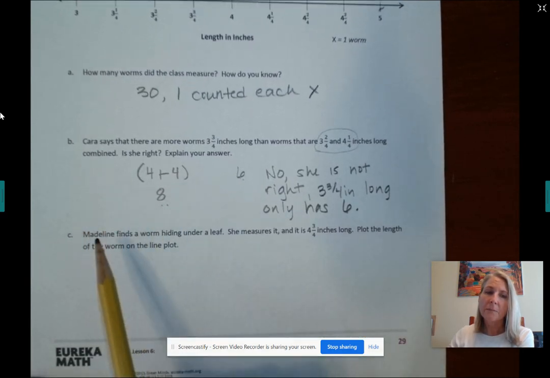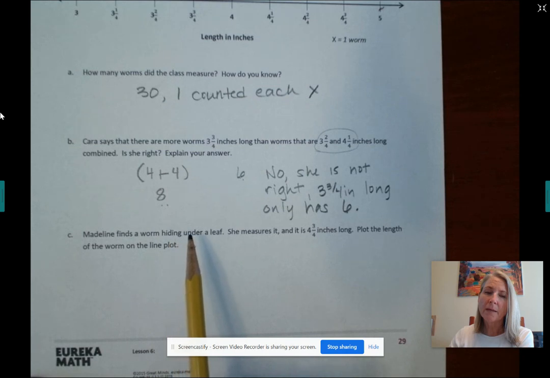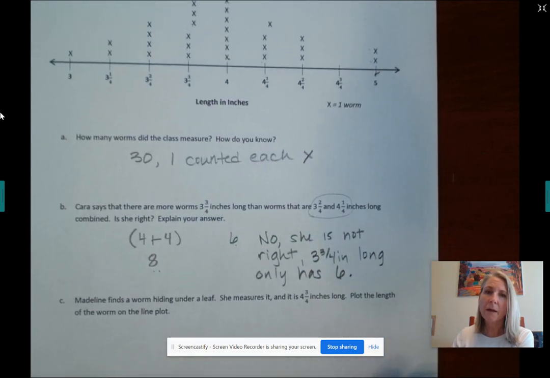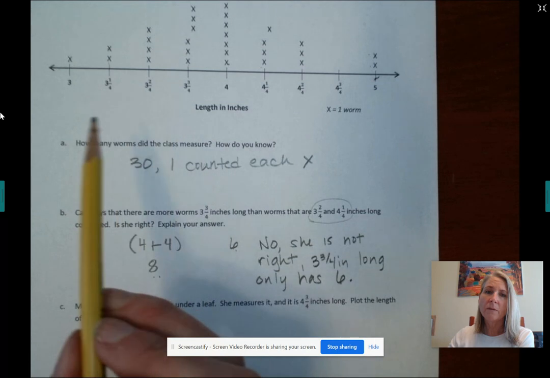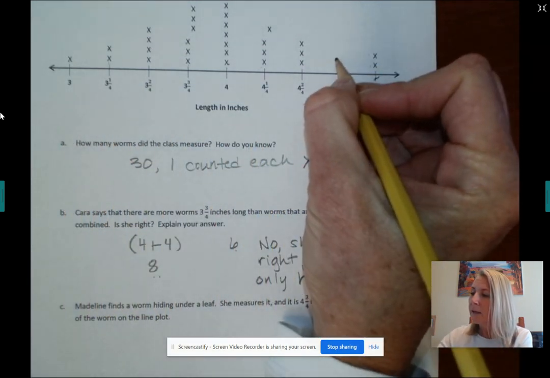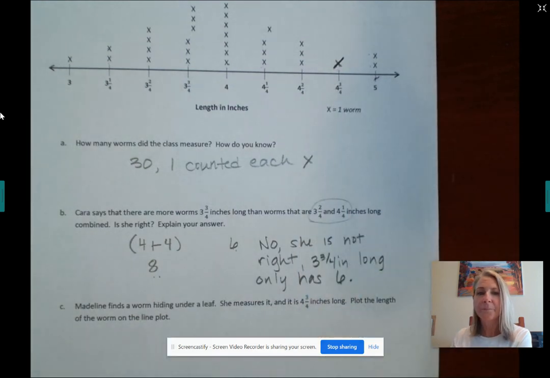C says, Madeline finds a worm hiding under a leaf. She measures it and it is 4 3/4 inches long. Plot the length of the worm on the line plot. So 4 3/4 inches long would be right here. And here is her worm.